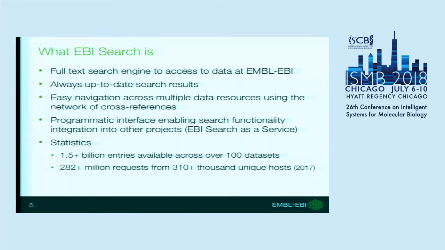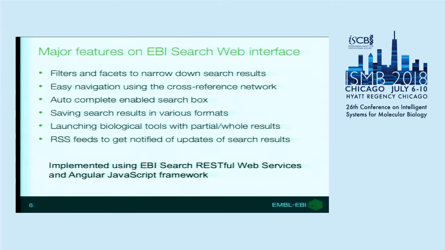Here you can see some statistics about EBI Search. As I mentioned, now we have more than 100 data sets, and from them we have indexed more than 1.5 billion biological entries. And last year we processed more than 282 million requests from about 310,000 unique hosts. And we provide these features through the web interface.